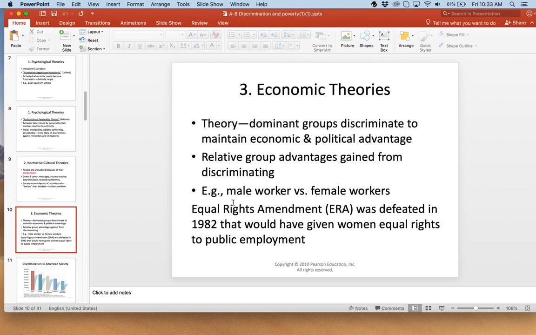There is this test question that you need to remember. I think the book asks that the Equal Rights Amendment was defeated in 1982, and that amendment would have given women equal rights to public employment. But that is a perfect example where men basically voted down something that anyone today will agree with, that half of the population should be paid equally as men.